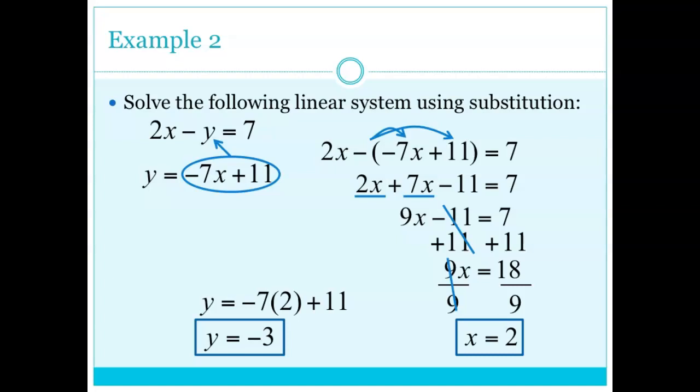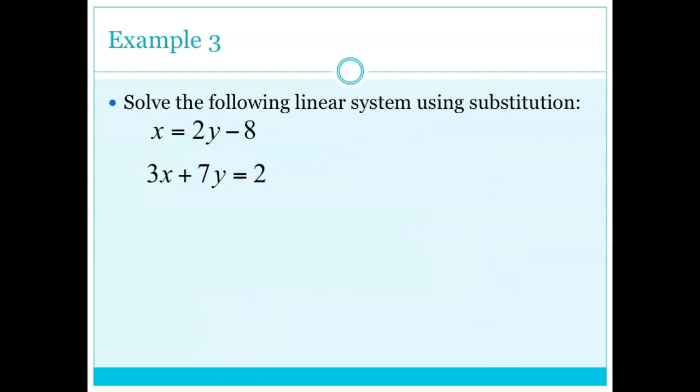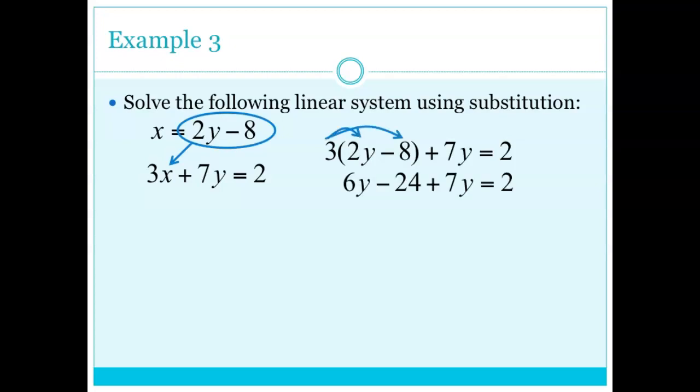Let's take a look at example 3. x equals 2y minus 8, and 3x plus 7y equals 2. This time I have x by itself, so I'm going to substitute 2y minus 8 in for x in the second equation. So this will be 3 times, in parentheses, 2y minus 8 plus 7y equals 2. We'll distribute that 3, so this will be 6y minus 24 plus 7y equals 2.